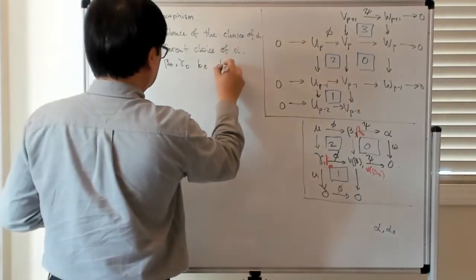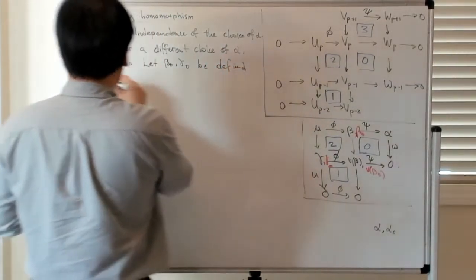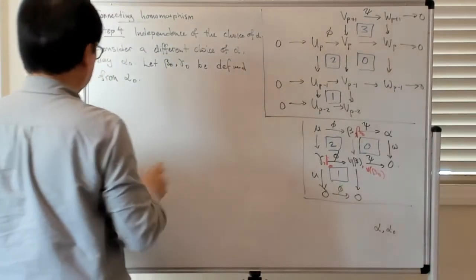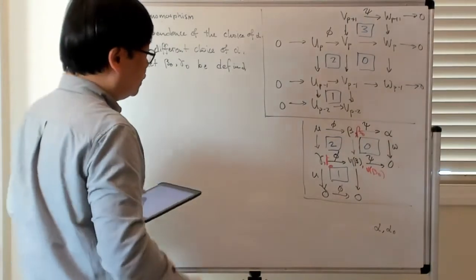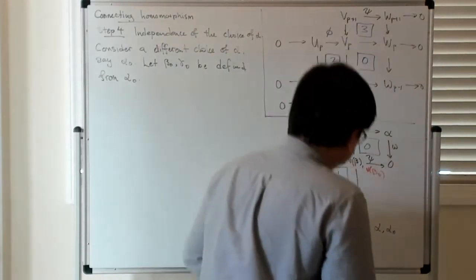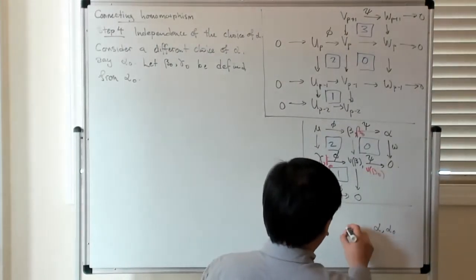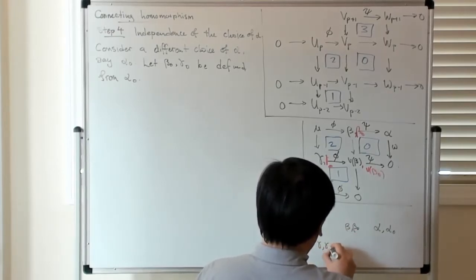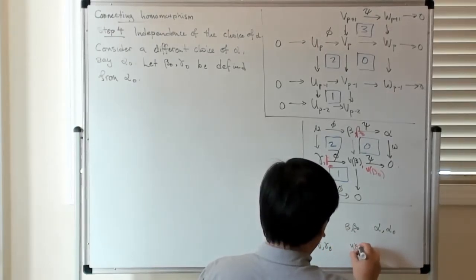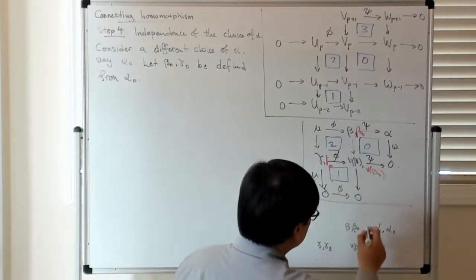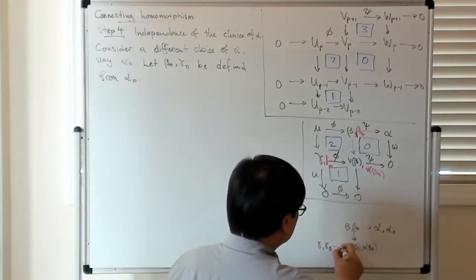Sort of defined from alpha 0, the same way that you derived beta and gamma from alpha. So there's a beta 0, and then there's a gamma 0, and there's a v beta 0 here. Okay, so there you have the usual diagrams.